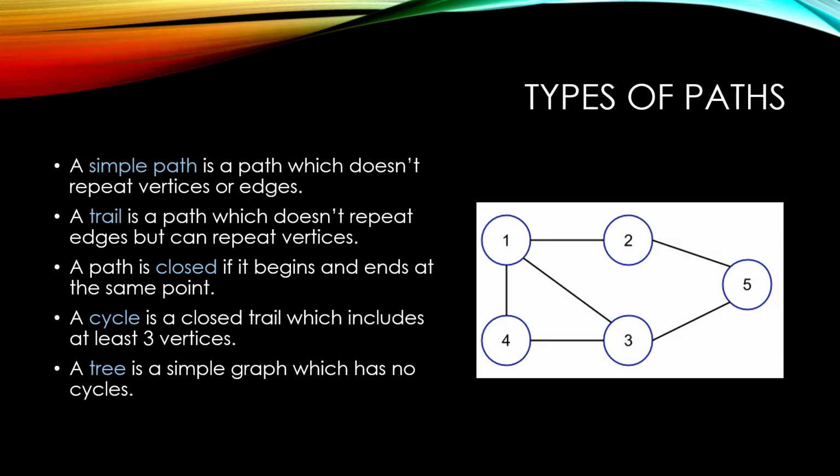A path is closed if it begins and ends at the same point. So if we do 1, 2, 5, 3, 4, 1, that is closed because it began and ended at 1.